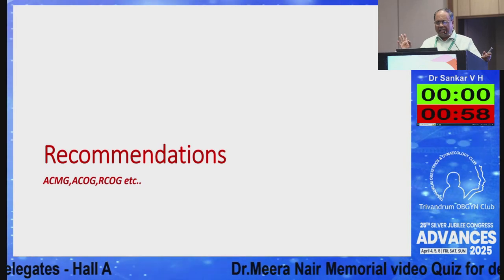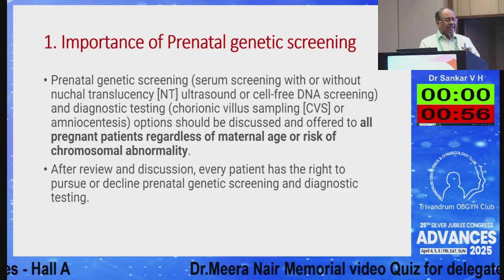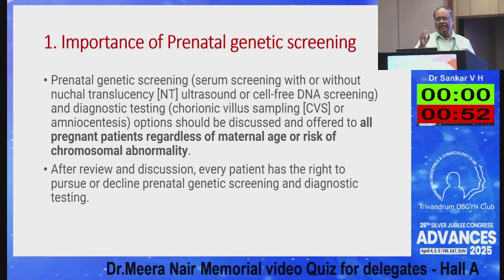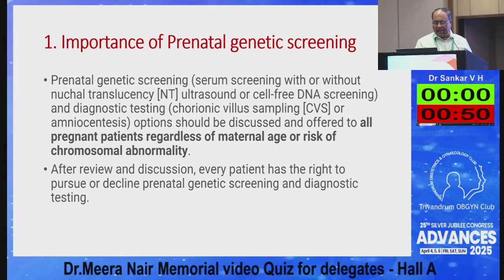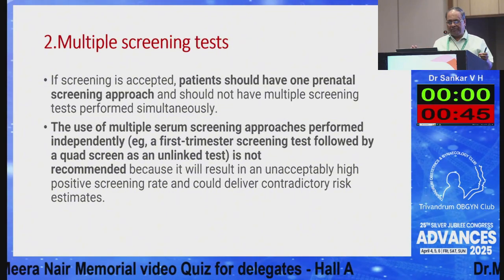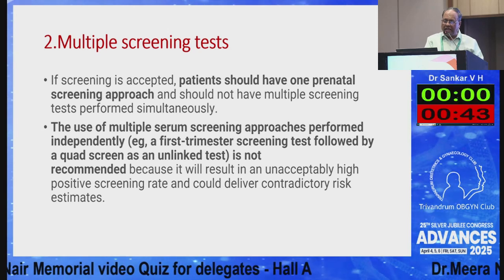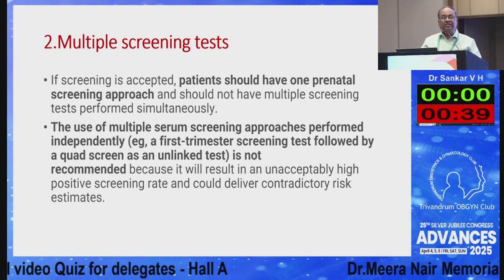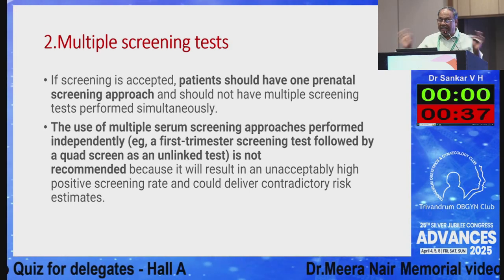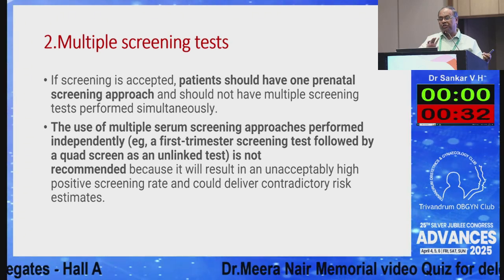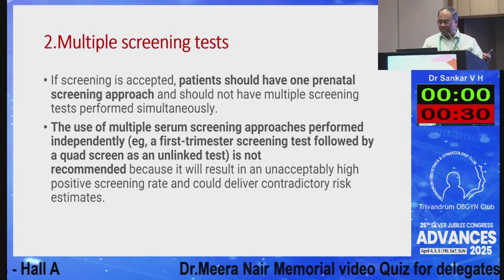So there are so many guidelines, but everywhere the importance of prenatal genetic screening is told. That you have to tell first. Every pregnant lady has to be discussed with that, and multiple screening tests should not be done. Because if NIPT is done at the same time with the combined test, the quadruple test, the triple test, there will be conflicting results. These are all screening tests. It is not a definitive test. So multiple screening tests should not be done. Stick to one screening test.